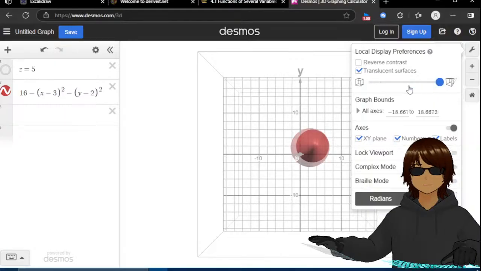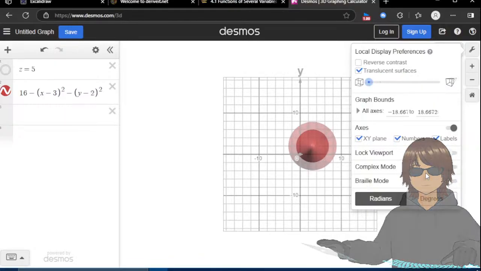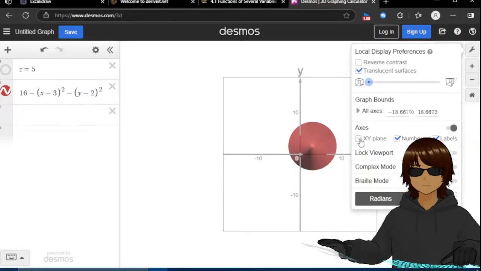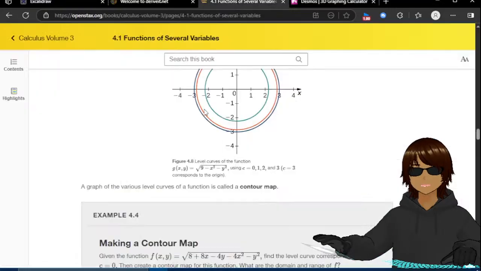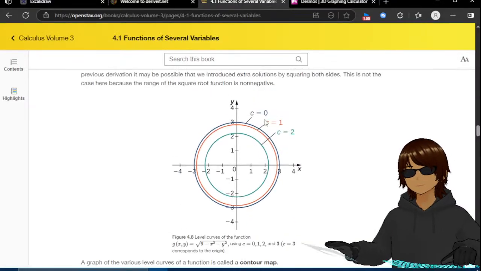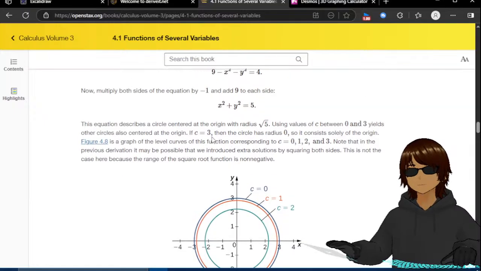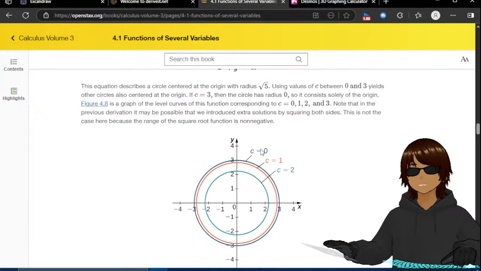I think the other one is better. Anyways, okay, so contour lines. So here they're showing the contour of 0, 1, and 2.